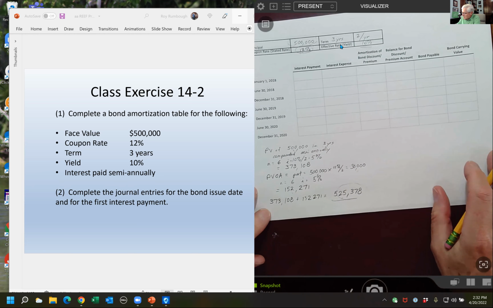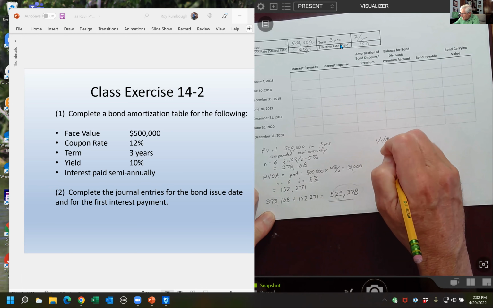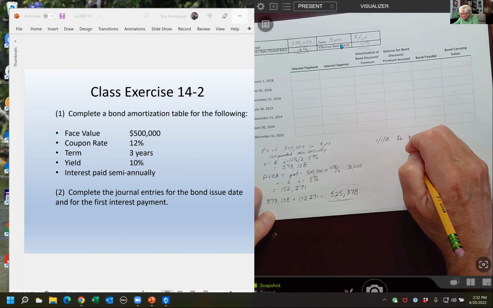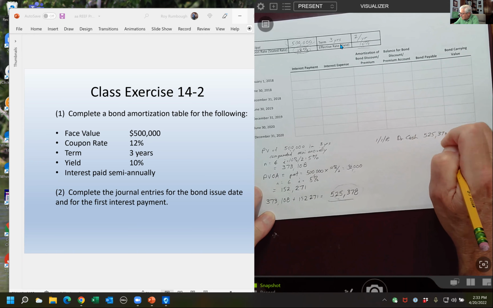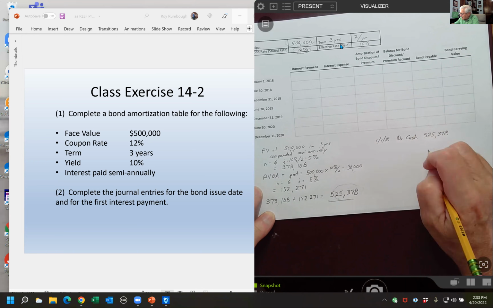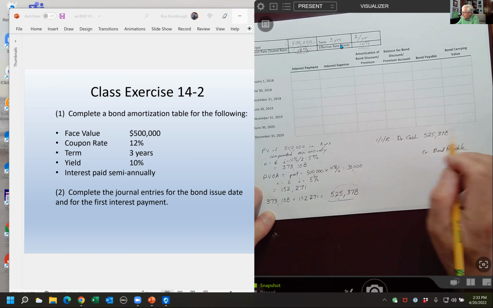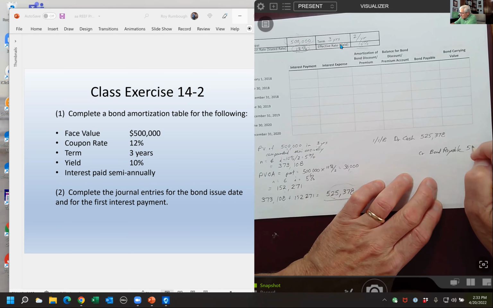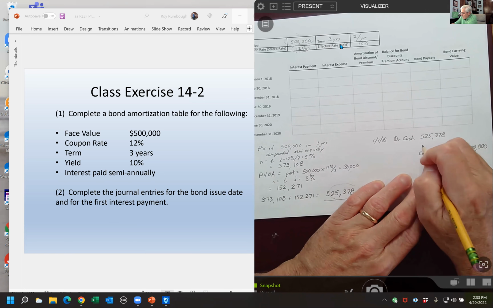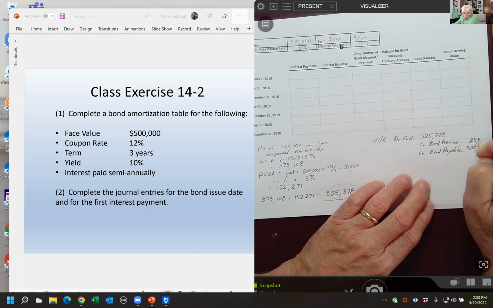So let's go do our math. So I'll do the first journal entry so we can get started. And that was on 1/1/18. We're going to debit cash. The company's going to sell this bond for $525,378. And they're going to credit the bond payable, not for that amount, but for the face value. We always put in the bond payable account the face value. And so we have a bond premium. A premium is always a credit balance. $25,378.